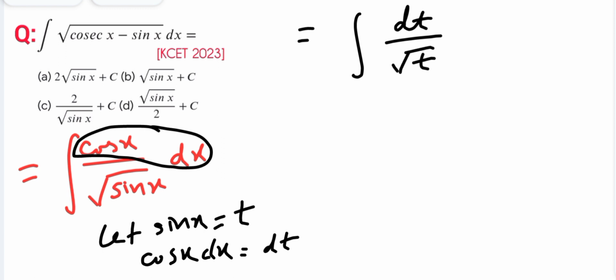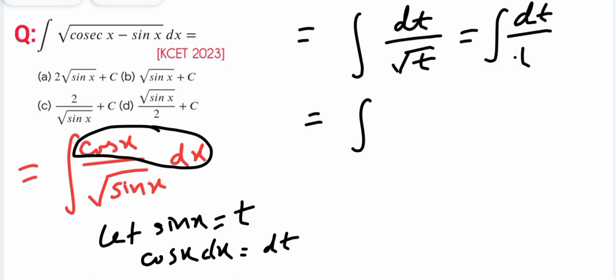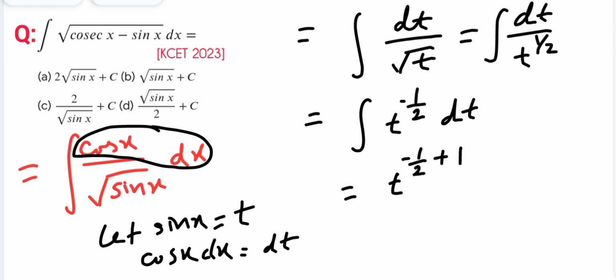Now we have to do the integration of this. You know how to do it. Root t is nothing but t to the power half, t to the power 1 upon 2. If it goes up, it becomes t to the power minus half, dt. Now use the formula: integral of x to the power n dx is x to the power n plus 1 divided by n plus 1. So here it is t to the power minus half plus 1, divided by minus half plus 1, plus c. This will be our result.